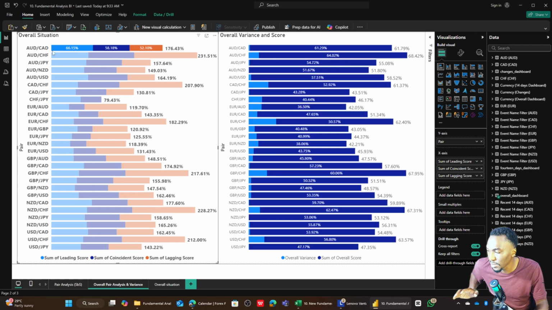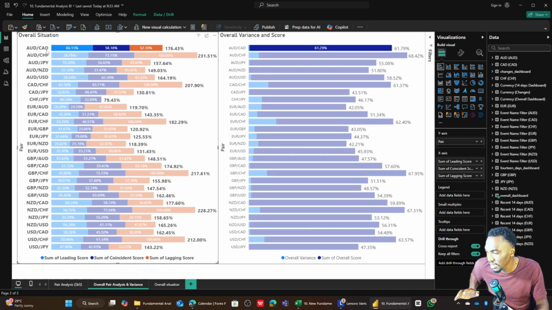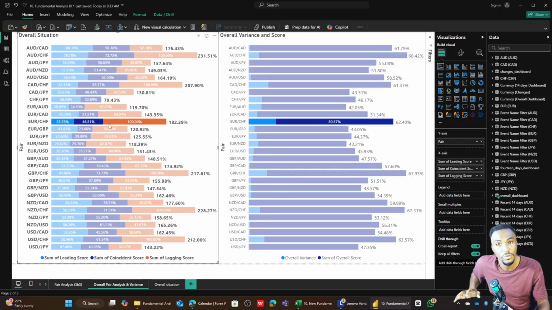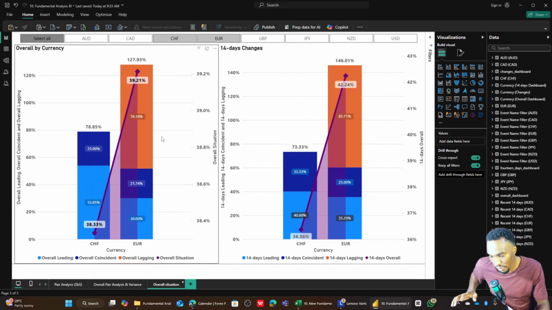Now, this variance tells me, okay, this market is, yes, the information is saying I should be buying this currency, but the deeper dive into it is saying there's a slight chance it might not work well if you go in. There's a probability. Trading is all about probability. Now, this is not enough. We need to take another deeper dive, and we do that by going into the overall situation.